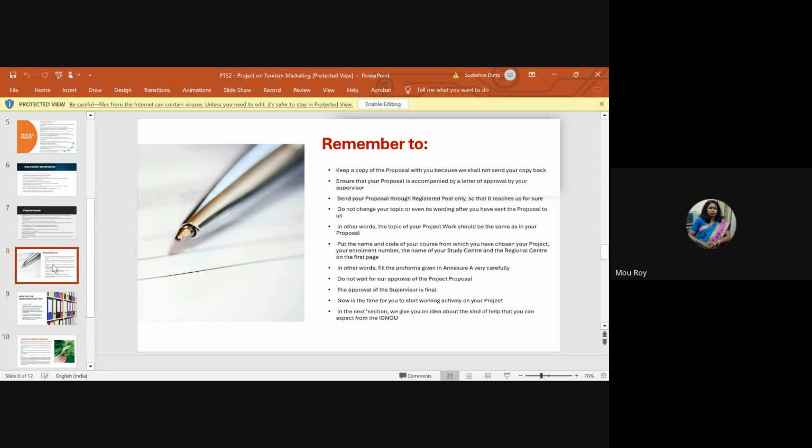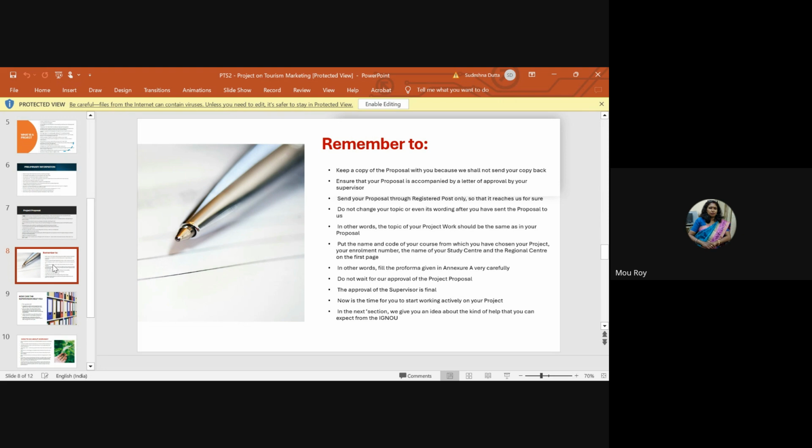Ensure that your proposal is accompanied by a letter of approval by your supervisor, that you have to get. Do not change the topic. That is very important. Always remember that.